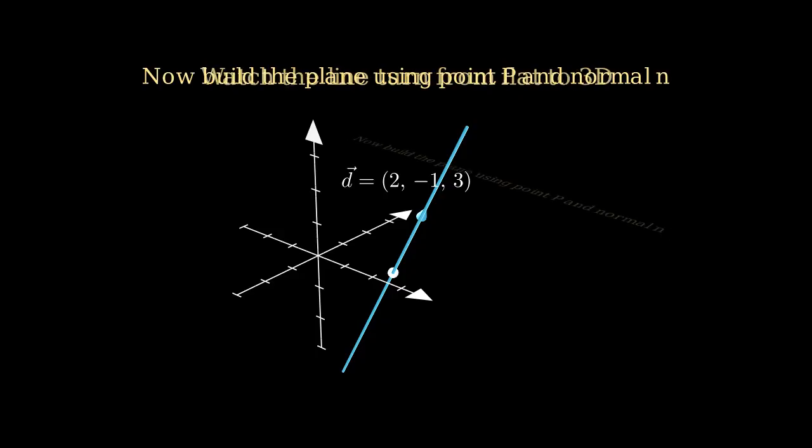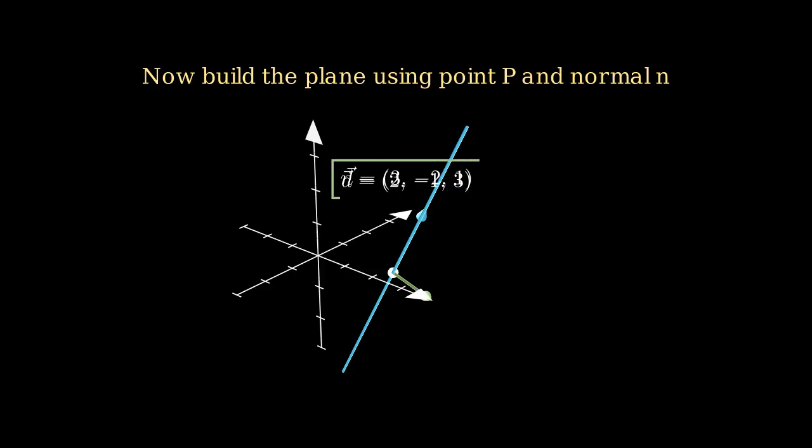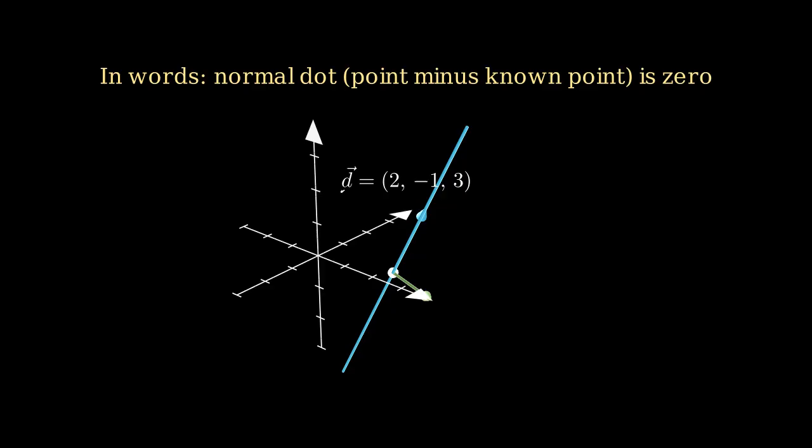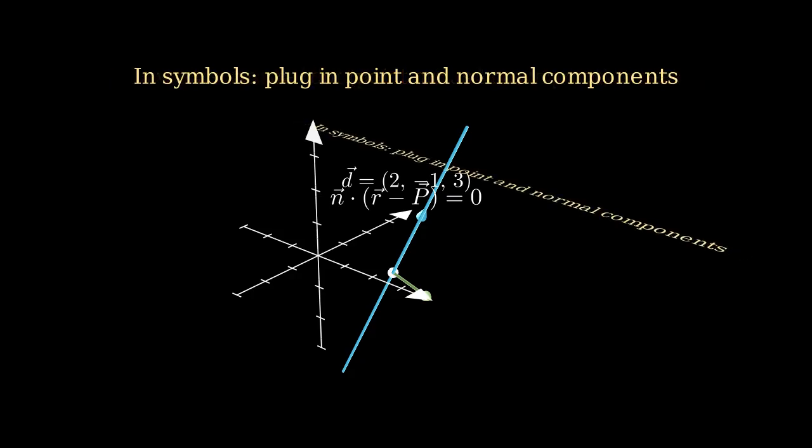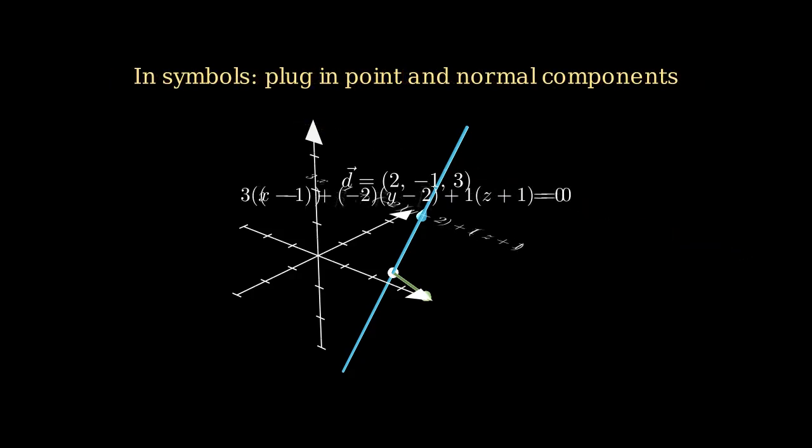Now let's build the plane using the same point 1, 2, -1 and a normal vector n with components 3, -2, 1. In words, the equation of a plane says the normal vector dotted with the vector from our known point to any general point x, y, z equals 0. In symbols, we write 3 times the quantity x minus 1 plus -2 times the quantity y minus 2 plus 1 times the quantity z plus 1 equals 0.